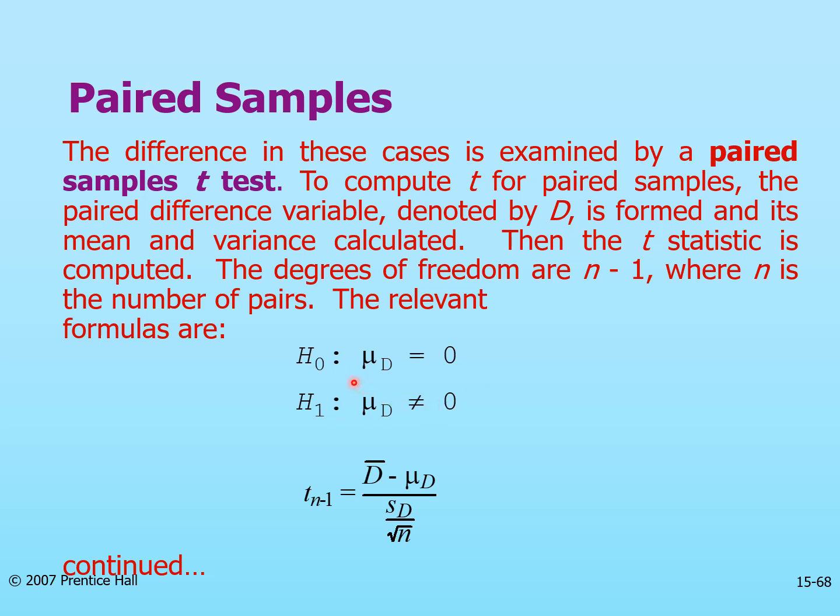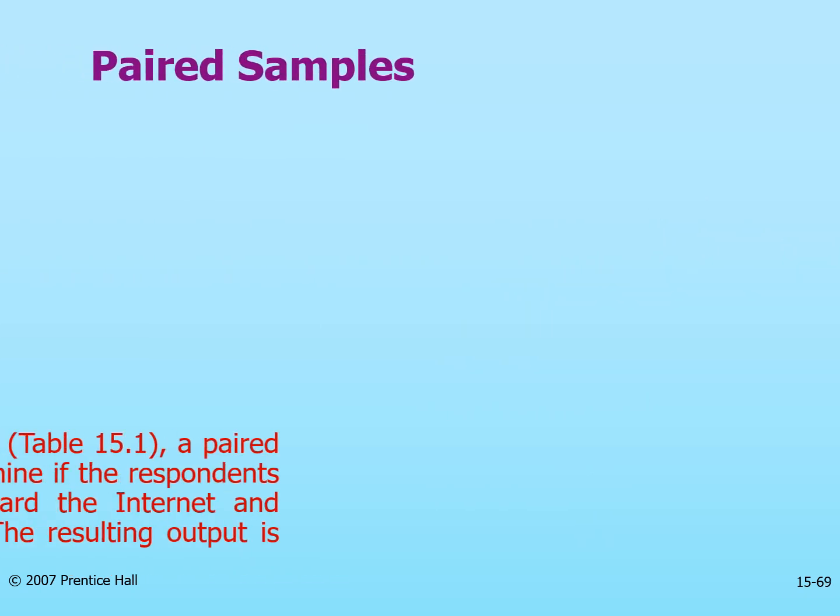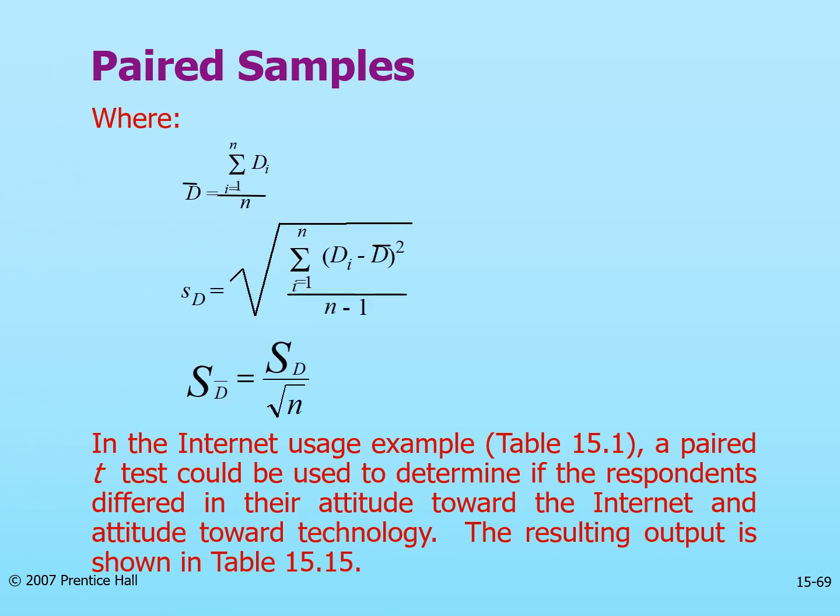So here we can say the null hypothesis is mu difference equals 0, and the alternative is mu is not equal to 0. The t with n minus 1 degrees of freedom means we are taking the paired sample difference variable. Same logic: d-bar is calculated as the sum of di upon n, the standard deviation always uses n minus 1, and then the standard error is SD upon root n.